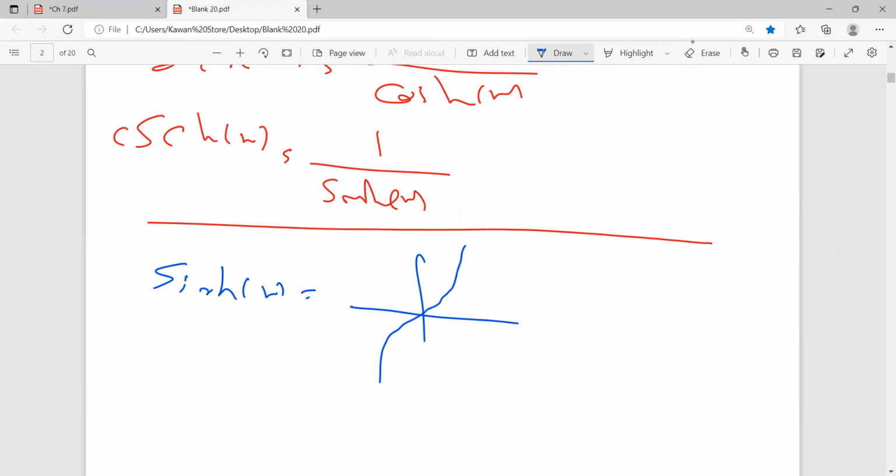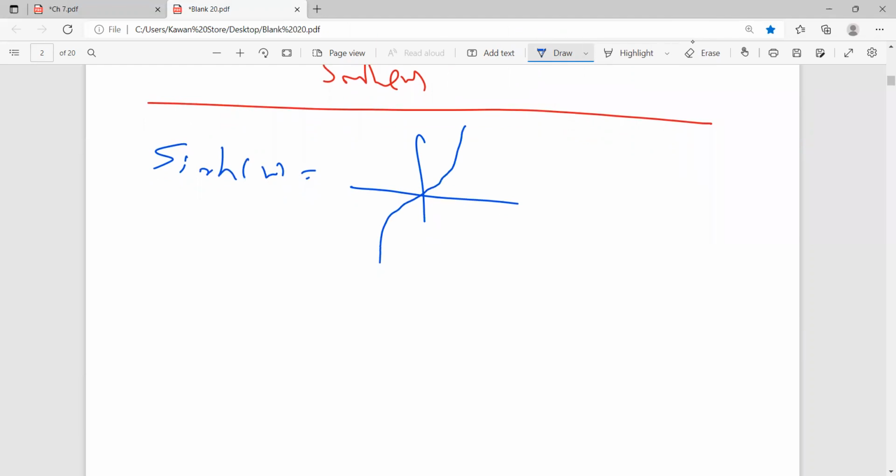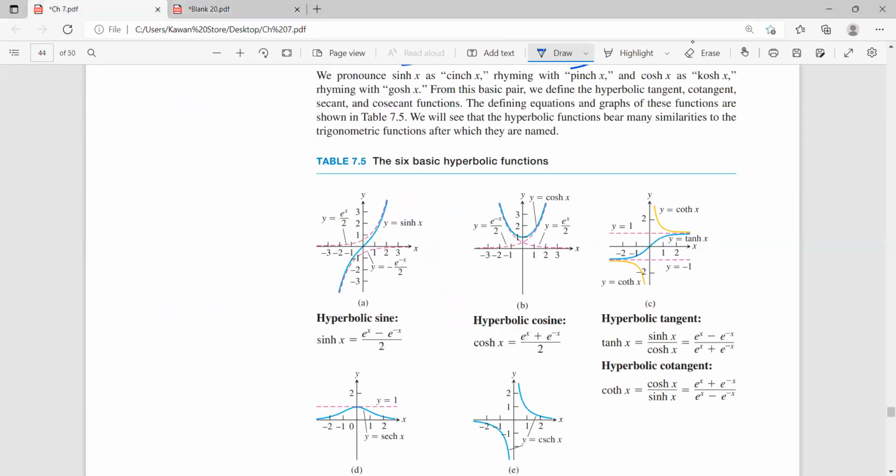So the domain of this function, I think, is easy. Later, I'm going to go back to the domain and range. How about cosh of x? The graph is like x squared plus 1. How was the graph of x squared? U plus 1, 1 up, right? It's like that. So you can see all these 6 from here.